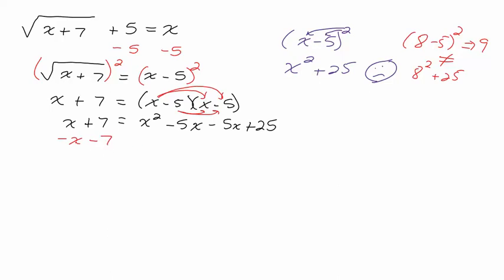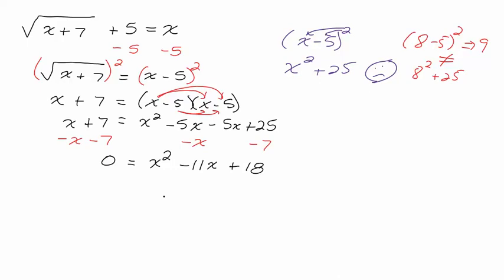So I'm going to get a 0 on the left-hand side. I'm going to subtract x from both sides, and I'm going to subtract 7 from both sides. That'll give me a 0 on the left-hand side. And let's see, we've got x squared, minus 5x minus 1x gives me minus 11x. Wait, that should be minus 5x minus 1x, which gives me minus 6x, and 25 take away 7 is positive 18. Sounds right.